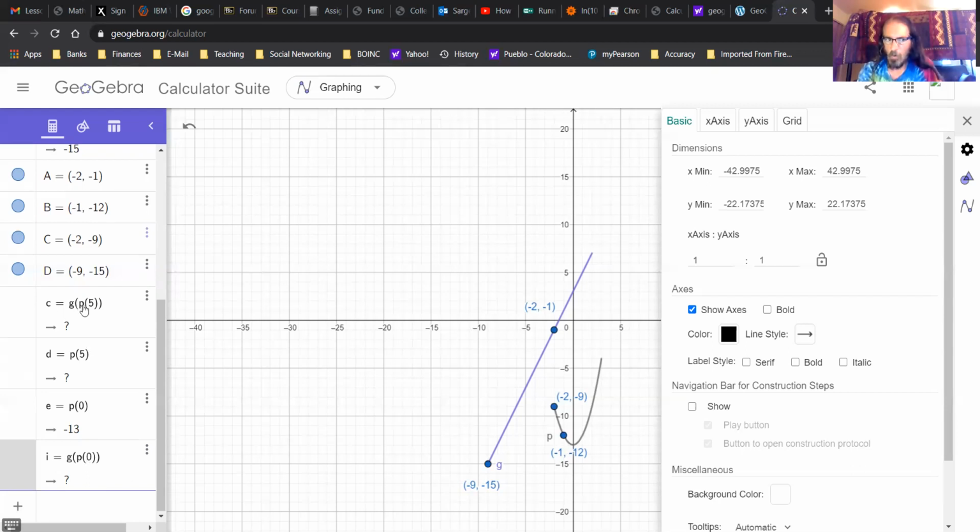And back with the previous one, if it's not in the domain of the inner function, then it's not going to be in the domain of the composed function.